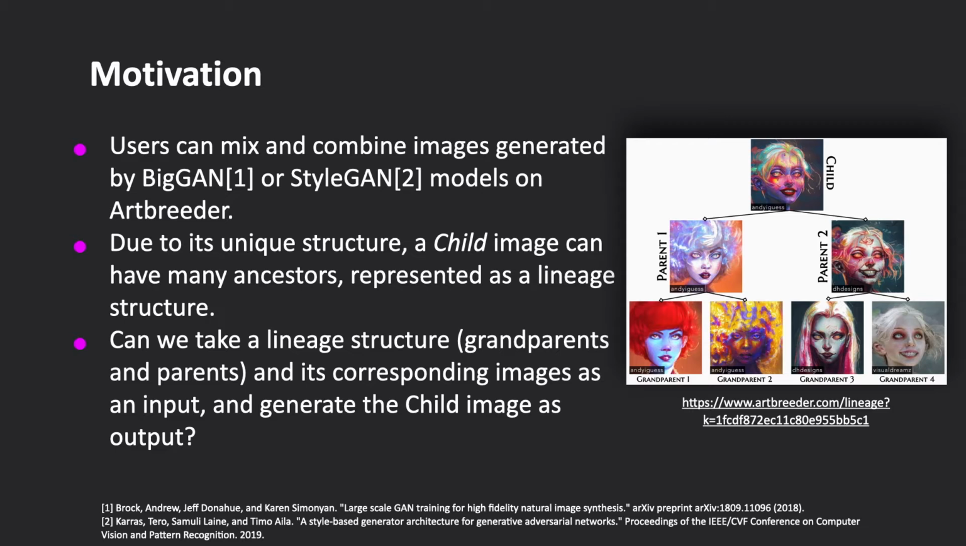ArtBreeder is a collaborative platform where users can modify and create new images. In ArtBreeder, users can create images using either BigGAN or StyleGAN models. To create a new image, users can combine multiple images, as you can see on the right. Here, starting from the bottom, there are two pairs of images. Each pair has been combined to create the new image. This example has 3 levels, but it could go many levels further, thus creating a deeper lineage structure.